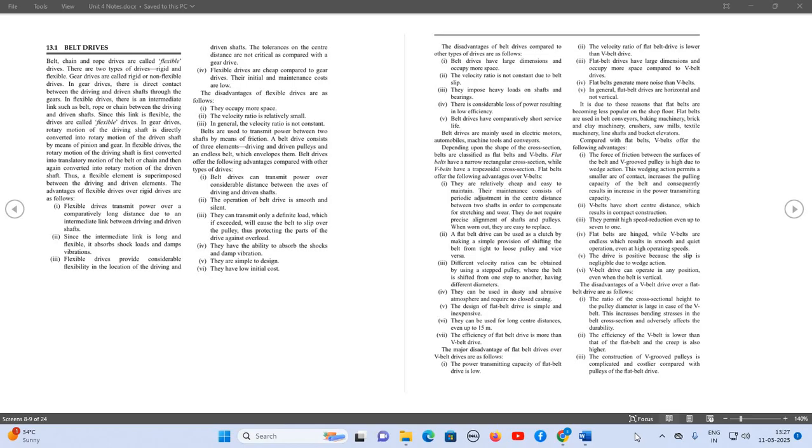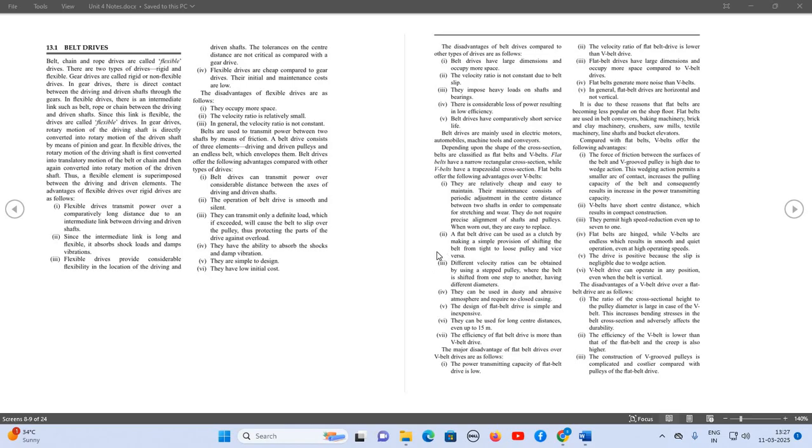Belts are used to transmit power between the two shafts by means of friction. Friction is the main working principle or mechanism of belt drives. It can transfer motion with the help of friction. Compared with the other drives, belt drives can transmit power over a considerable distance. Also, belt drives are smooth or silent in operation. They can transmit only a definite load, which if exceeded will cause the belt to slip over the wheel, protecting the parts of the drive against overload. They have an ability to absorb shock and damp vibration. They are simple in design as well as low in initial cost.